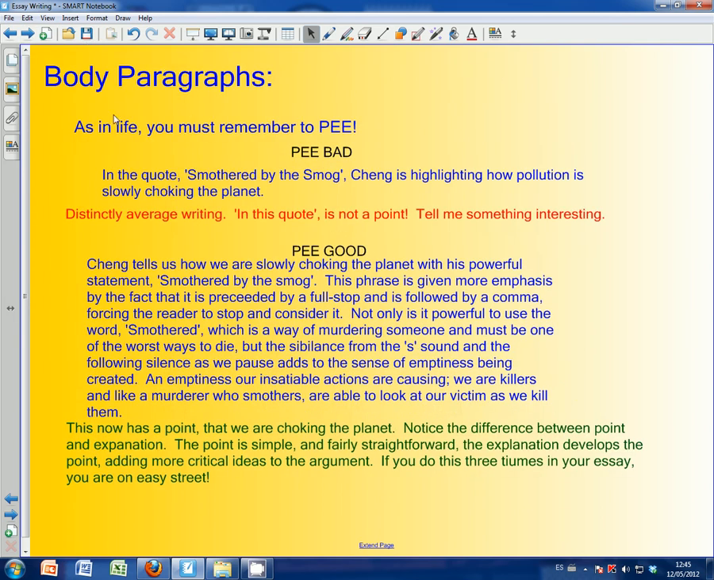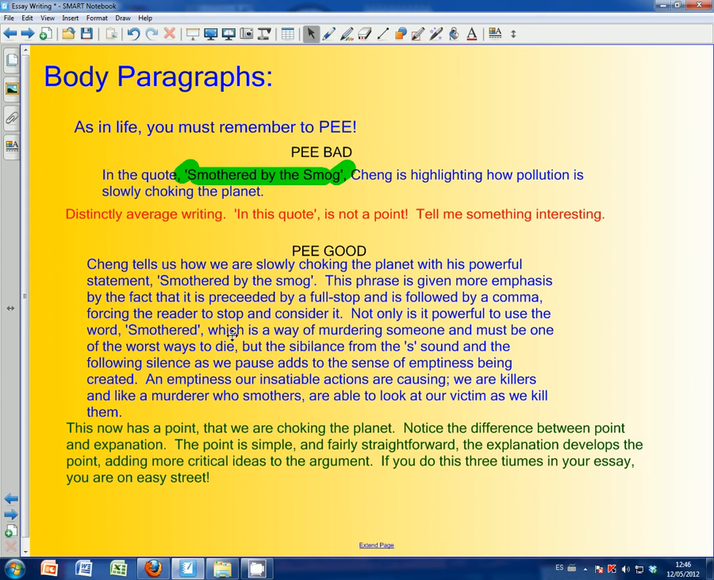So let's have a look at a body paragraph. This is where PEE-ing is important. As we know, PEE-ing is in our nature. Point, evidence, explanation. So first of all, this is a common mistake that pupils make. The quotation's clear because it has these quotation marks, so this must be our evidence. And what we quite commonly get is something like this. Now this should be the point just here, but it just says in the quote, and in the quote is not a point. You can't start a paragraph or a point or opinion in this fashion.